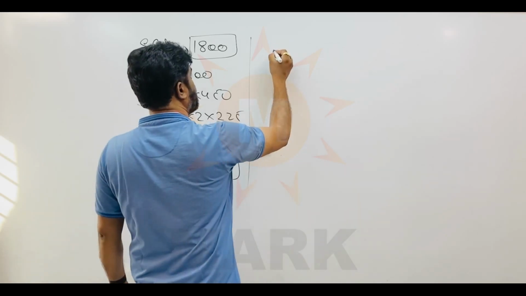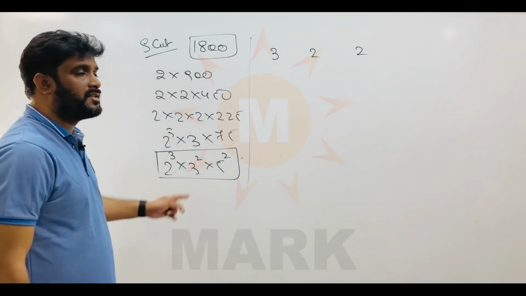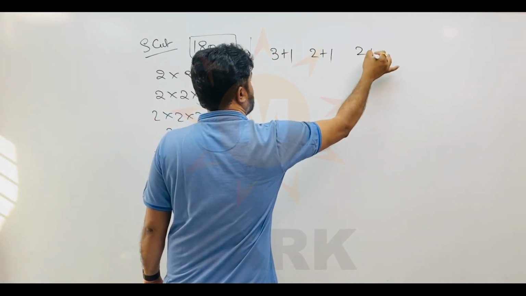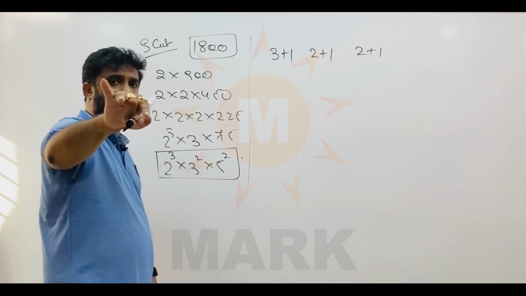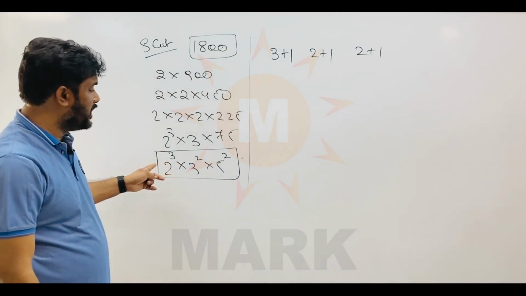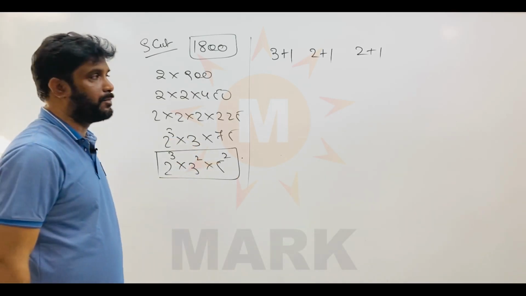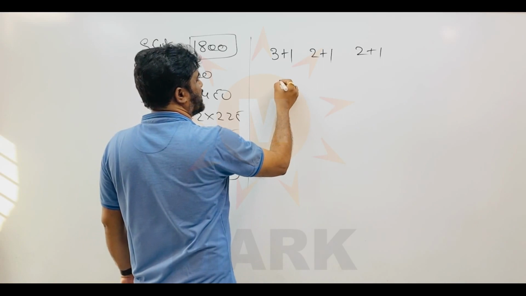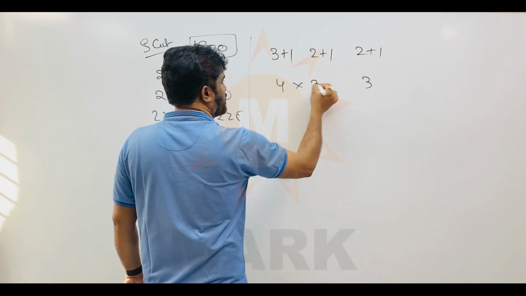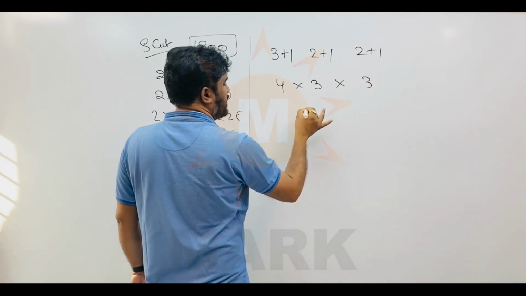What is step number 2? Write all the powers: 3, 2, 2. What is step number 3? Add 1 to each and every number, because 1 is also a factor of every number. Every time you will be reminded that 1 is also a factor. So 2 power 0 is also a factor of 2 power 3. 3 power 0 is also a factor of 3 power 2. 5 power 0 is also a factor of 5 power 2. Now get the sums first: 4, 3, 3. Multiply all the sums. So that is 4 into 3 into 3, which is equal to 36.